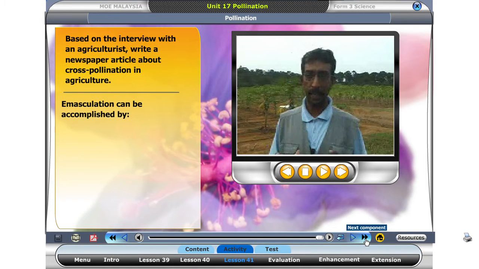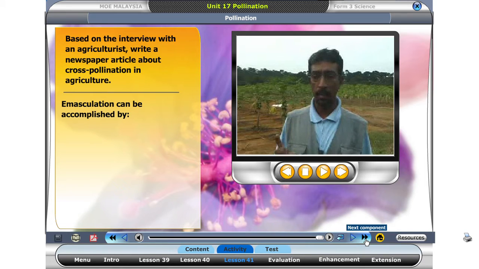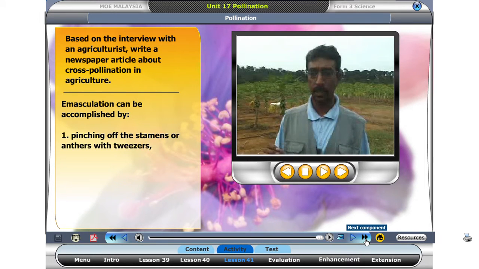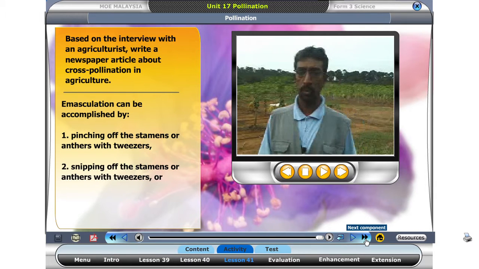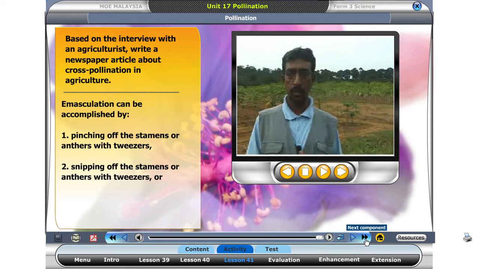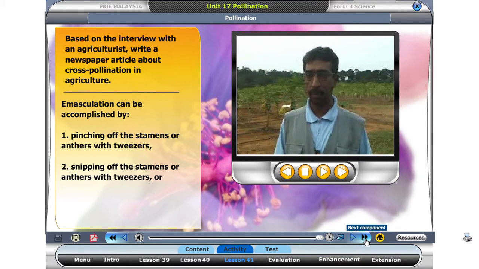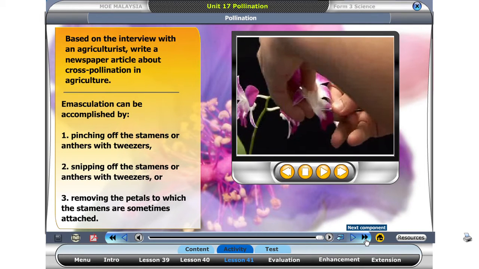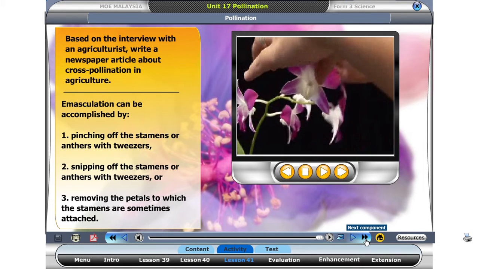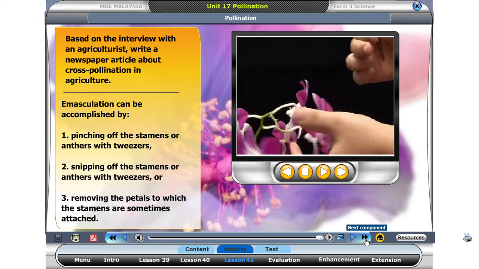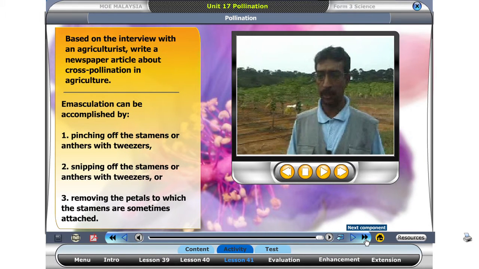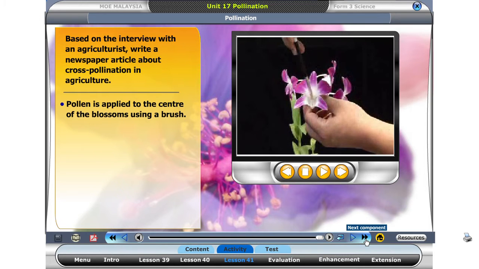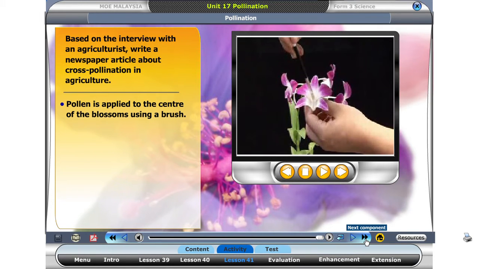Emasculation can be accomplished by number 1, pinching off the stamens or anthers with tweezers, and number 2, snipping off the stamens or anthers with scissors, or removing the petals to which the stamens are sometimes attached. A magnifying glass will be particularly useful in emasculation. Pollen is applied with a brush to the center of the blossoms.